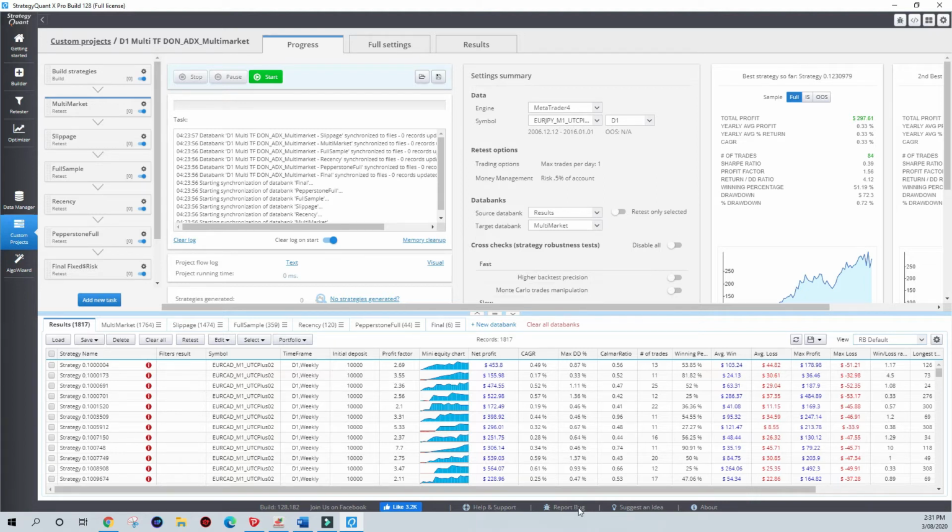So what do we have in our land? We have better metrics such as the Calmar ratio, the compound annual growth rate, the winning percentage, the average win, the average loss, the maximum profit and the maximum loss per trade. So look closely, my friends.